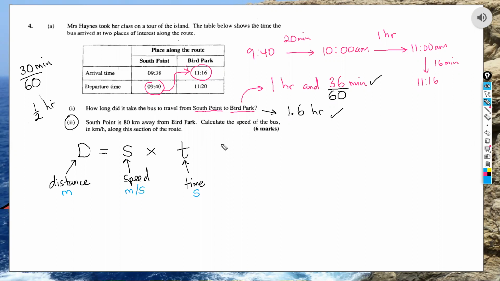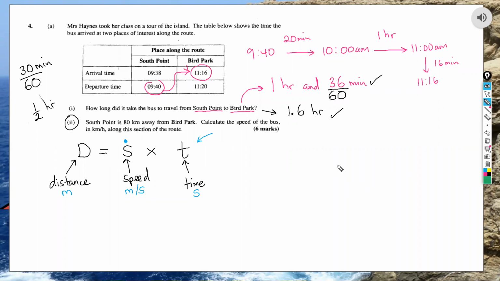Right now I'm just stating the formula, right? I'm 100% sure that that formula is correct. Distance is speed multiplied by time. I know they asked us to calculate speed. I will get to that in a few seconds, all right?